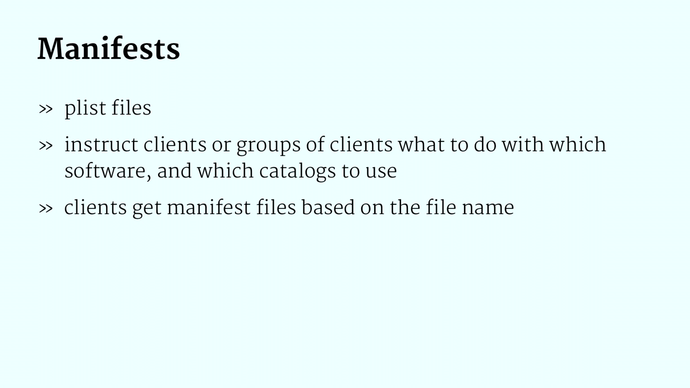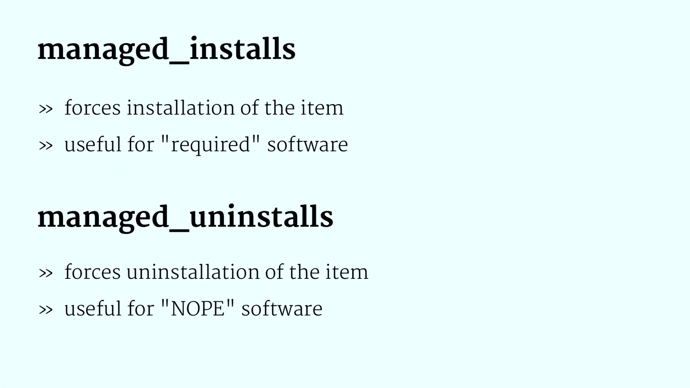Manifests are plist files. Should sound familiar. Everything in Munki is a plist, right? They instruct clients or groups of clients to do what with which software and which catalogs to use. So this is where you've gone from a giant assemblage of packages and metadata to a catalog, which kind of sorts them into the grocery store. And now you've got the shopping list for that individual machine, which is the manifest. Clients get manifests based on the file name on the web server. So you can do this a couple different ways, and we'll cover that in a second.